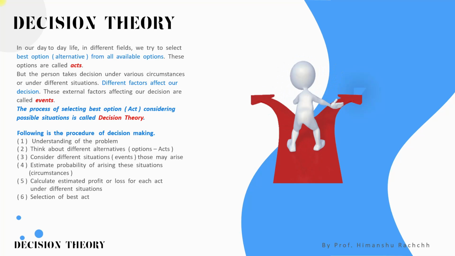Following is the process of decision making. First, understanding of the problem. Friends, without understanding our problem, we cannot take a proper decision. So, first of all, we should try to understand the problem. After that, we think about different alternatives or different options. For the problem, which options are available should be considered.